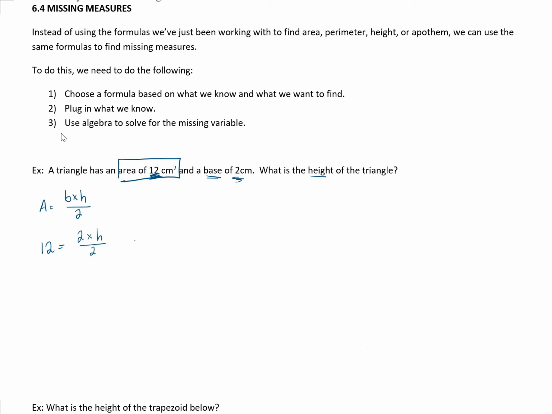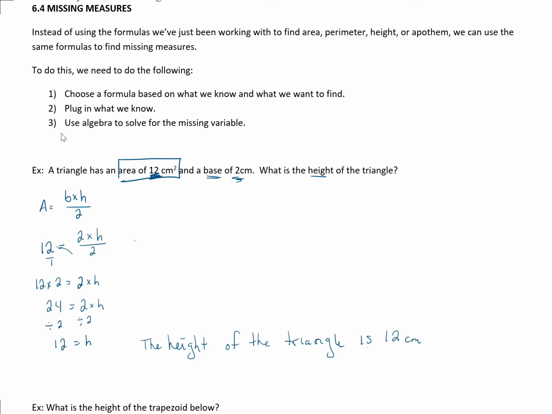So if we do a little bit of cross multiplication, right? 12 times 2 equals 1 times 2 times h. Well, 1 times anything is just that thing, so we don't have to write 1 times 2 times h. We can just write 2 times h. 12 times 2 is 24. And then we'll divide both sides by 2 to get h all by itself. And let's finish this off. Let's write a nice concluding sentence. The height of the triangle is 12. Our units are centimeters.